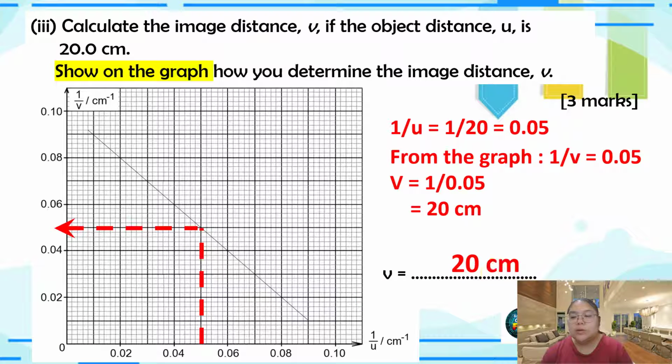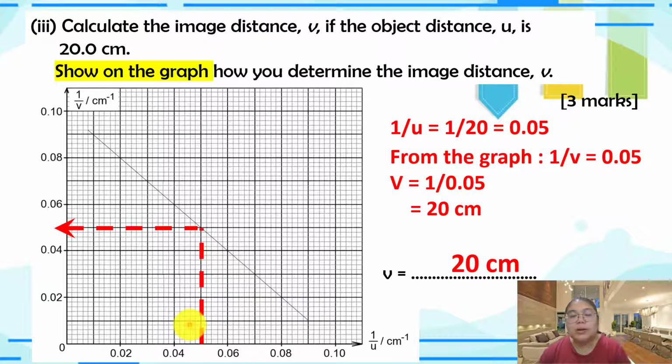So it is important that you show how to do the calculation. After you do the calculation, you must show it. Last, you convert to become the image distance, and this is your answer. The answer must have the unit. If there is no unit, they just minus your marks. Okay, then we continue to the next one.